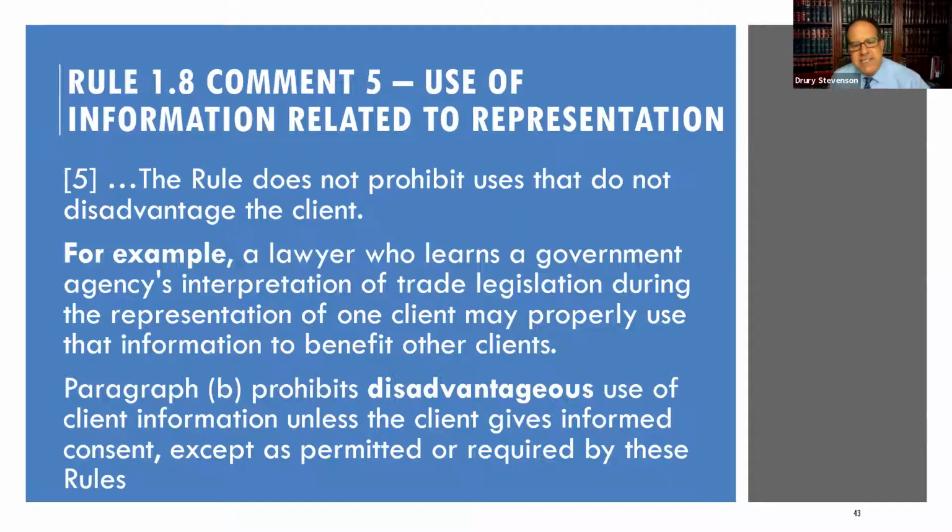Paragraph B prohibits disadvantageous use of client information unless the client gives informed consent. And so if you want to go buy that parcel of land or tell your friends to buy parcels of land, ask the client, is it okay if I buy a parcel in the meantime or tell other people to buy land? And if the client says, sure, go ahead, then you have consent from them as permitted or required by these rules.